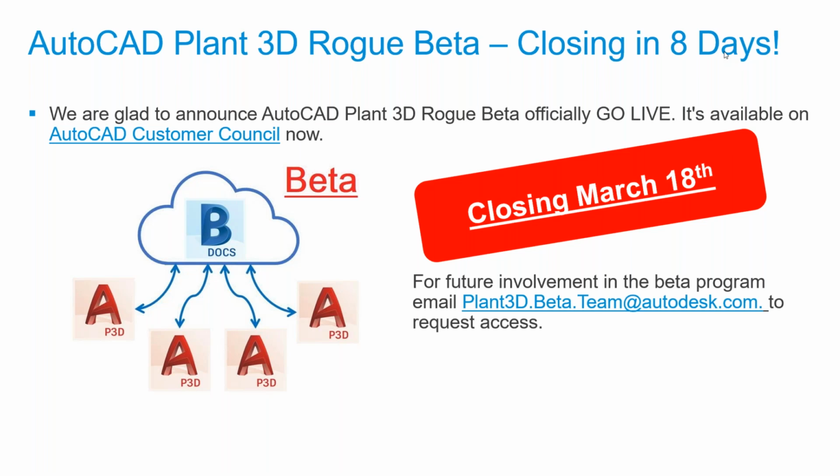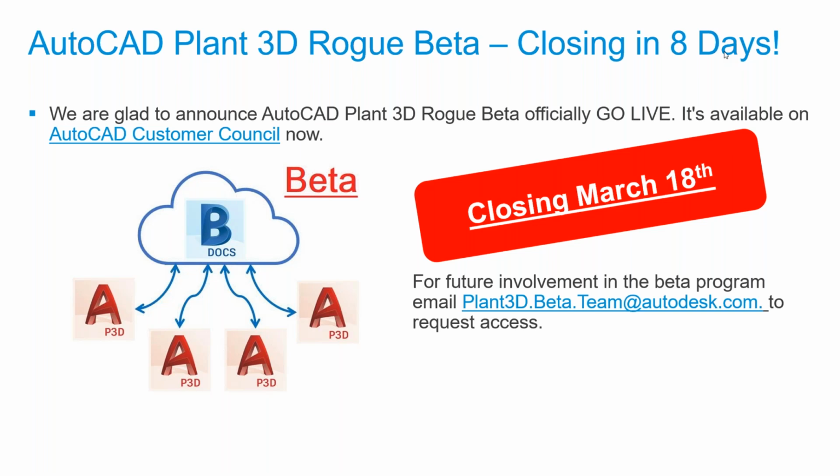You just need to go to this AutoCAD Customer Console webpage. It's linked here in the handout. You will get access to the download of the beta software. You install it not on your productive machine, but on a different machine, because it's a beta, just in case.